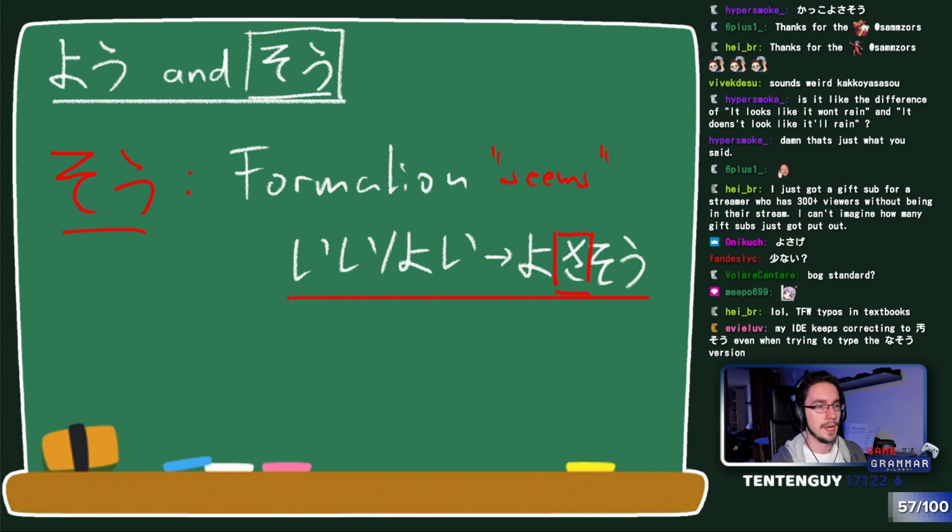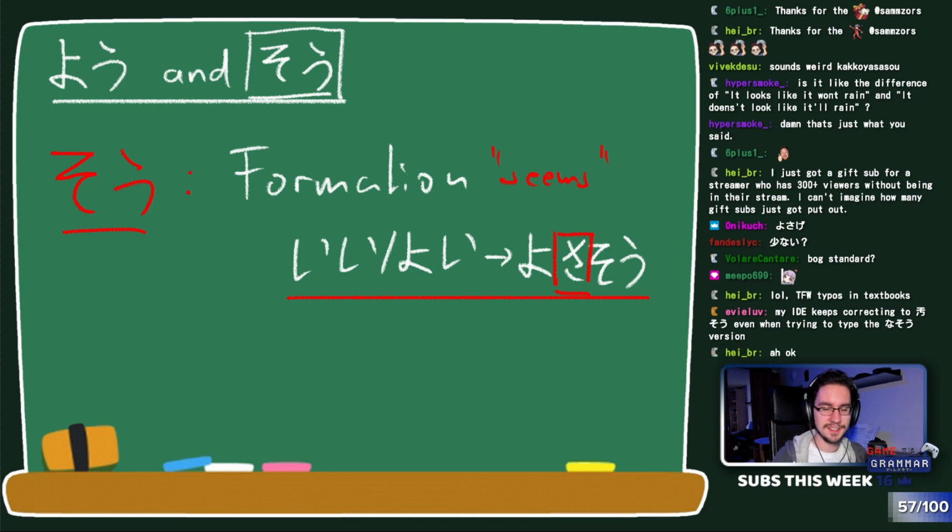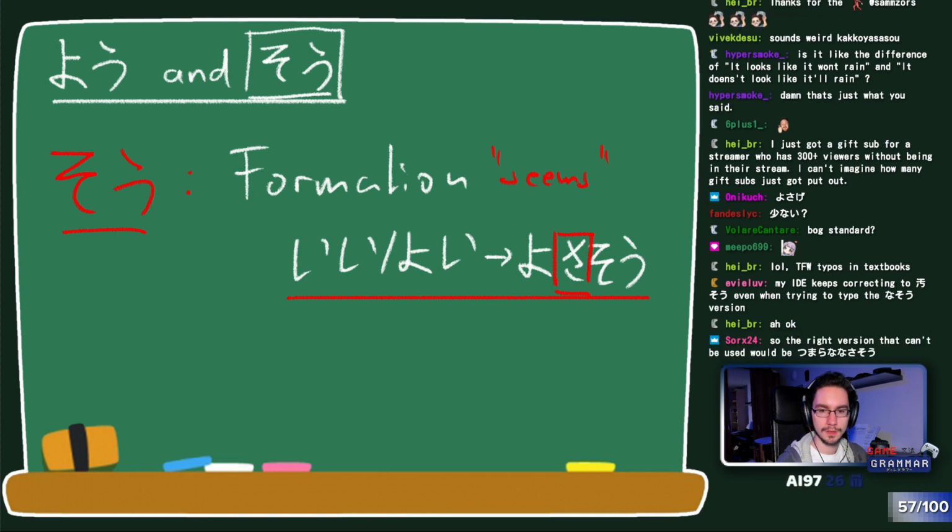All right, so generally, again, using so, my IME, please correct me when I type naso, yeah. Kitanaso. 赤ちゃんは泣き出しそうな顔をしていた. Yeah, so sometimes the right version can't be used. つまらなさそう would be the incorrect version.